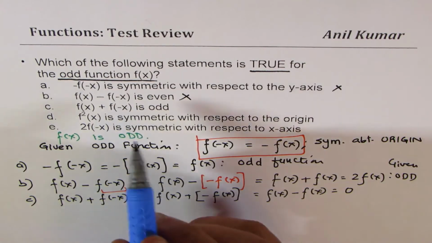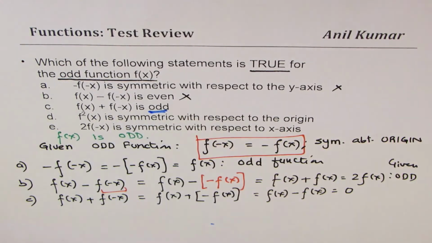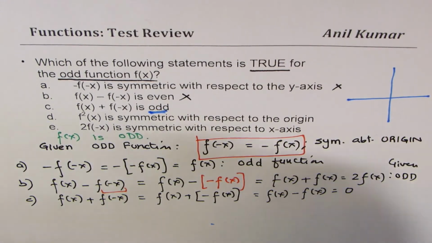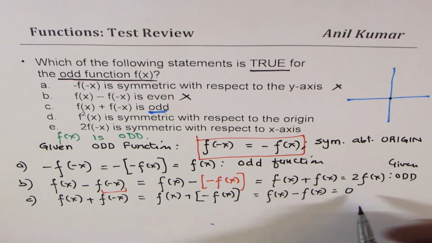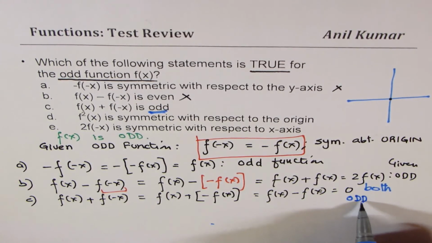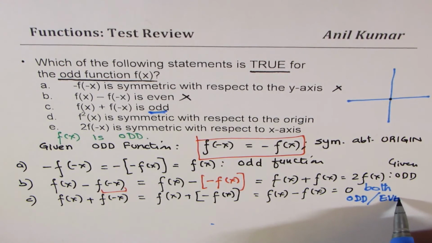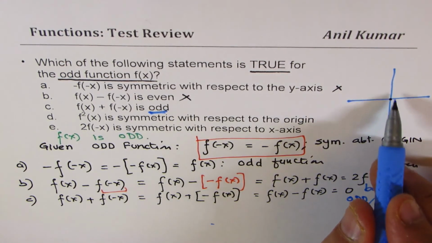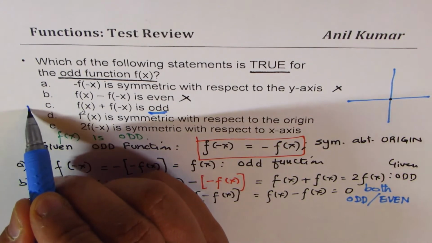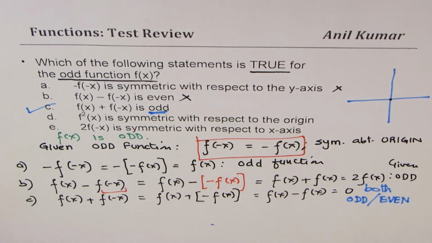Now, we want to check if 0 is odd or not. Now, if I have this function, what is 0 equal to? Now, 0 is both odd and even. You should remember this. 0 is both odd and even. It's symmetric about a point, symmetric about the y-axis, everything, right? So this statement is actually true. You get the idea, right?